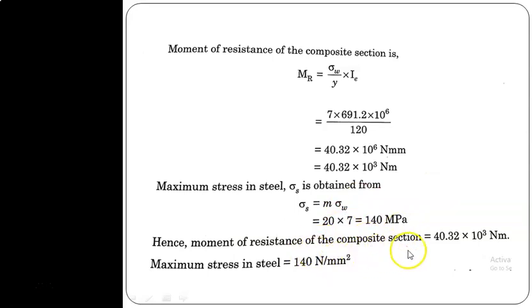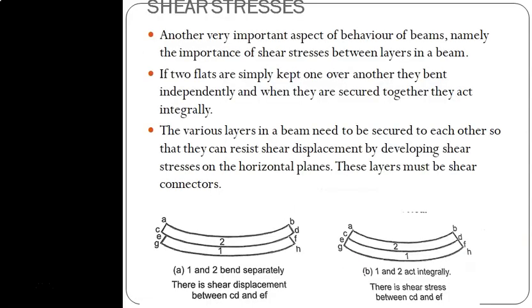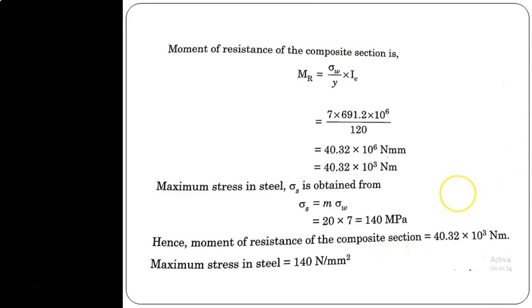Now the moment of resistance of the composite section is equal to 40.32 into 10 power 3 Newton meter. Maximum stress in steel is 140 N per square mm. These two values have been obtained from this relation. That's all. Using the flitched beam concept, by knowing this M and MR, we find sigma S and the moment of resistance of the composite section.